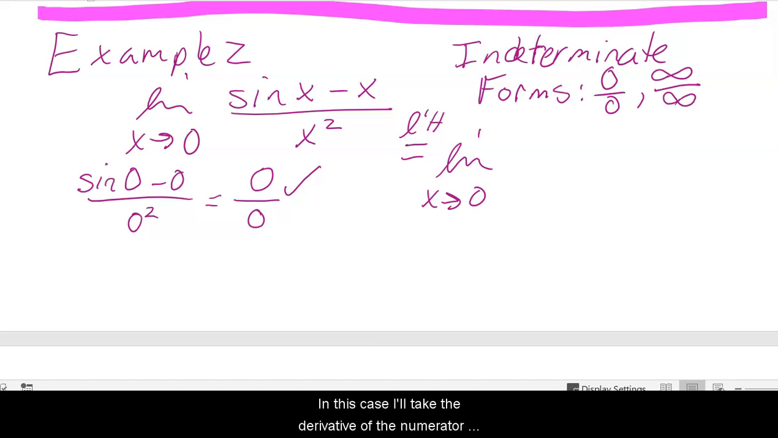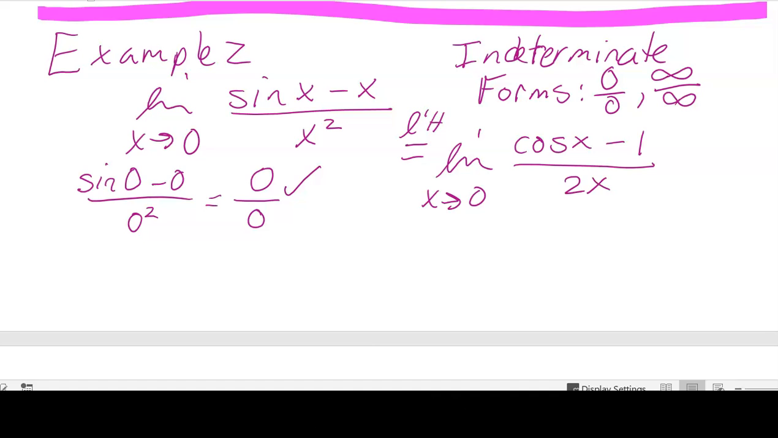Instead, L'Hopital's rule is a way of using the linearity of a differentiable function to approximate it near that value. In this case, I'll take the derivative of the numerator. Derivative of sine would give me cosine, and the derivative of minus x would be minus 1, divided by, now I take the derivative of the denominator alone, x squared's derivative is 2x.